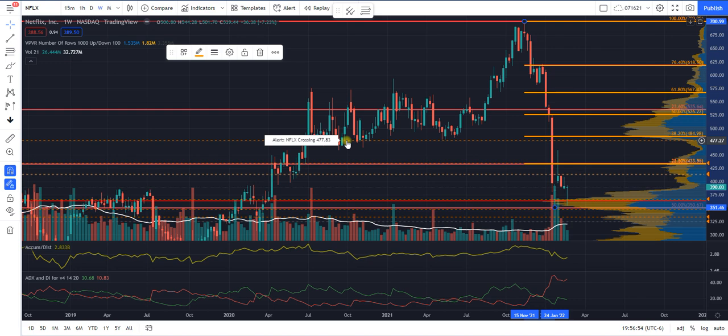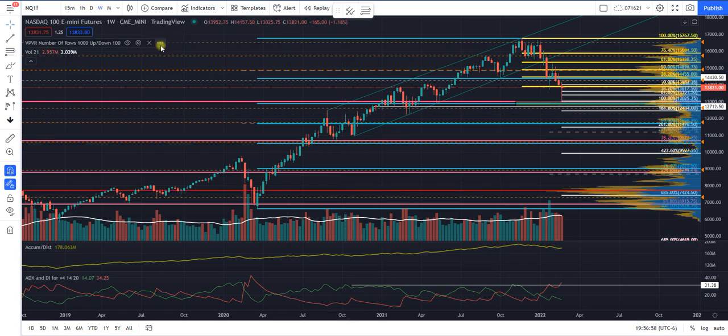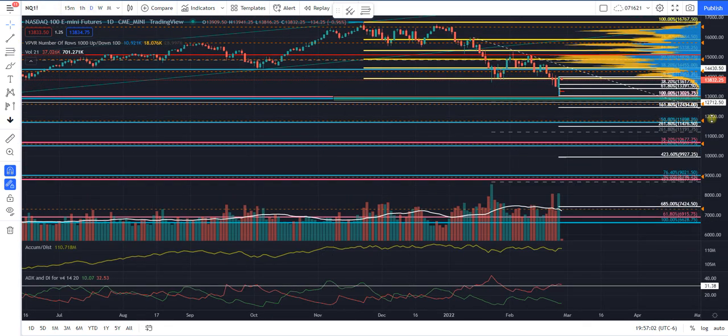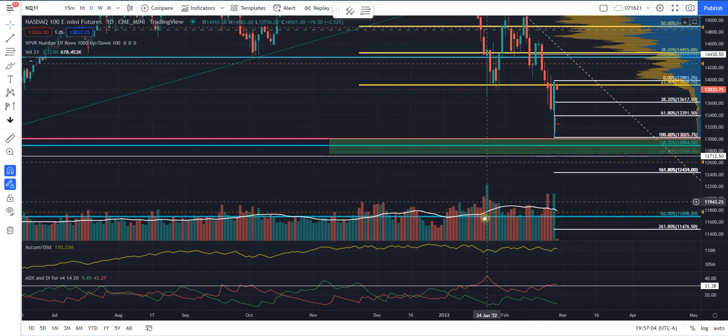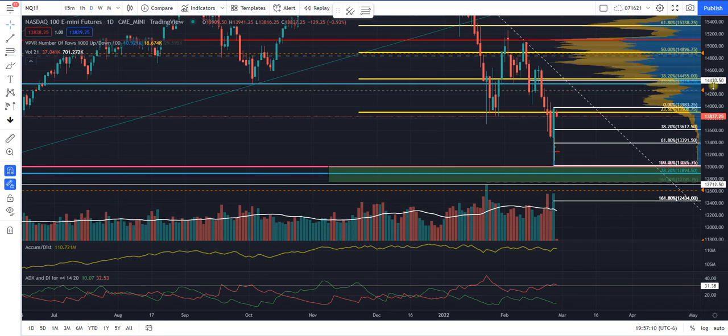So that is an outlook of some of the Nasdaq charts. You'll notice that I didn't really say what I thought this market was going to do, because there's a lot of issues right now geopolitically and otherwise. So really just letting the chart tell me what to do.